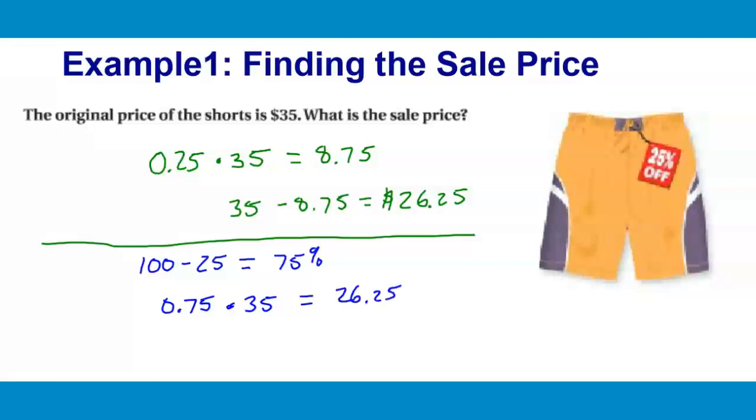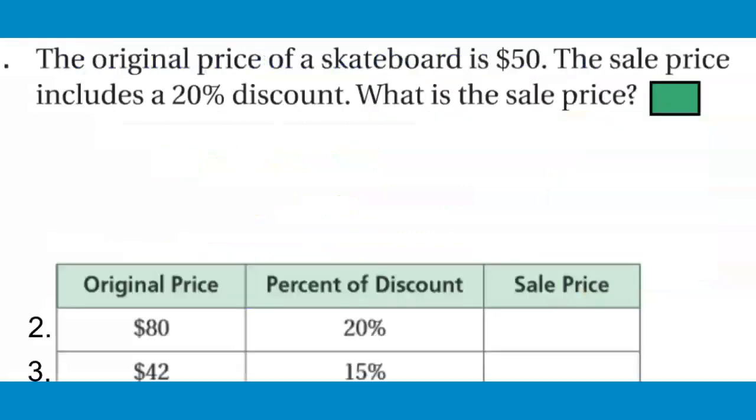Some people prefer to do it this way. Because subtracting the percent is easy, you can do that in your head probably. 100 minus 25 is 75. So that's what you're paying of the original price. You're only paying 75%, you're not paying 100% because you have that discount of 25%. Or you can do it like the green method up here, like we've been doing with percent of change, percent decrease.